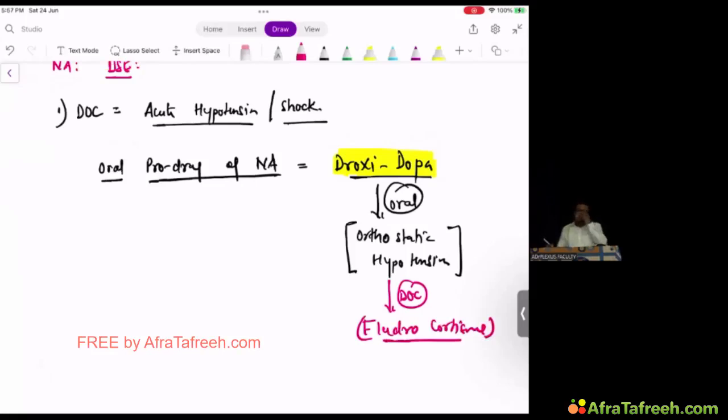So keep writing the drugs of choice. Droxidopa can be used as a vasopressor, but the drug of choice is fludrocortisone for orthostatic hypotension. It's a mineralocorticoid, fludrocortisone. NA uses are over.